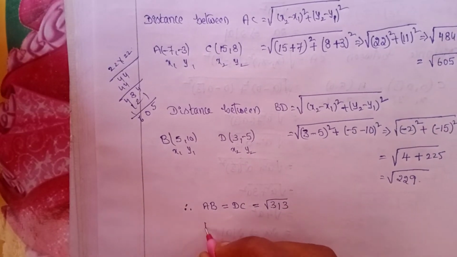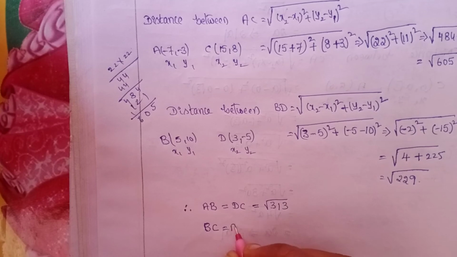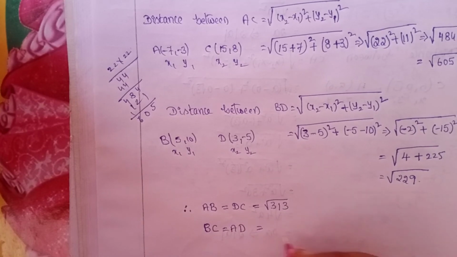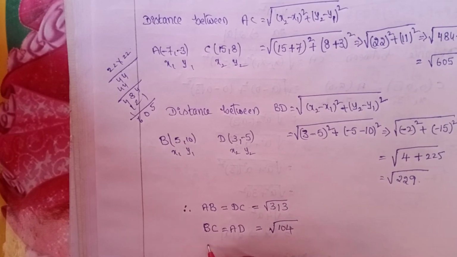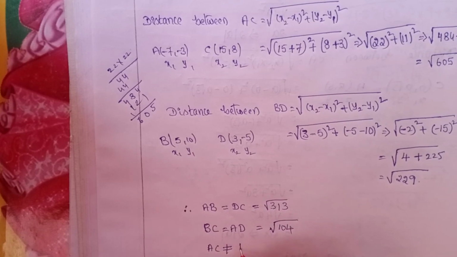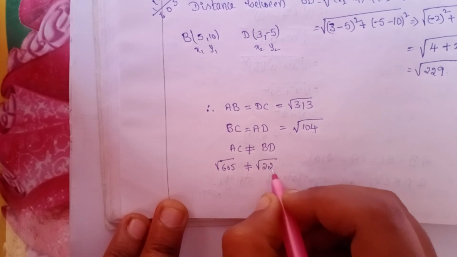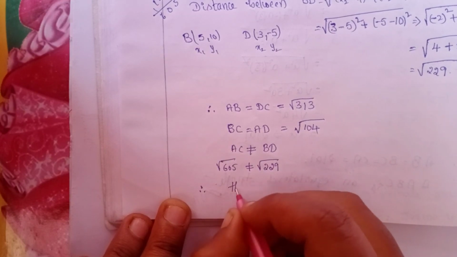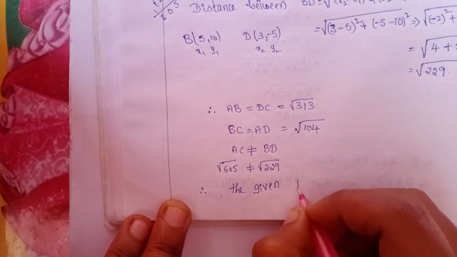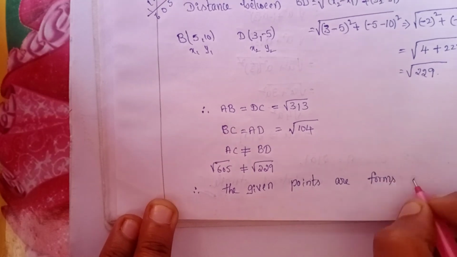Okay, next, BC equals AD. The BC distance and AD distance are both root 104. Next, AC is not equal to BD, because the AC value is root 605 and this value is root 229. Therefore the given points form a parallelogram.